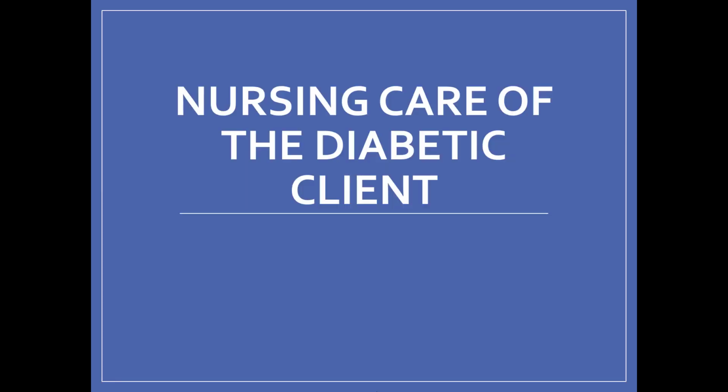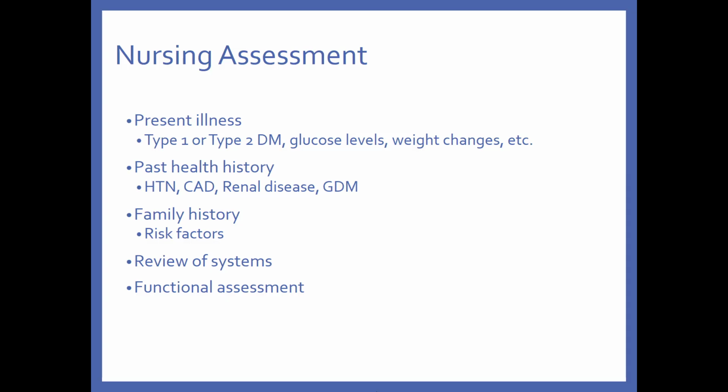All right, so let's continue on talking about nursing care of the diabetic patient. And of course, we always start with assessment, just like we know with the nursing process. We have to assess the patient and see where they are in the present illness. So do they have type 1 or type 2 diabetes? That's definitely important to know the difference there. What are their current glucose levels, any weight changes that they've been experiencing.